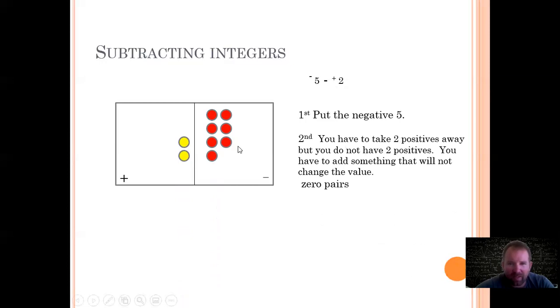So now I've added my 2 positives, haven't I? But in doing that, I've added 2 negatives as well. So now I'm going to subtract my two positives away. And what will I be left with? Well, let's count them up. 1, 2, 3, 4, 5, 6, 7 negatives. Fairly simple and easy.